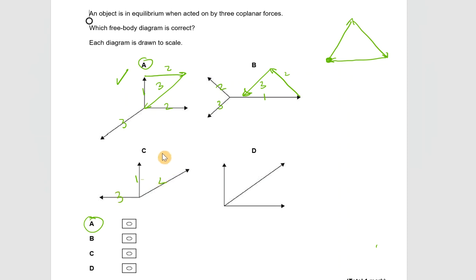1, 2 and 3 again. For example C, we'll add force 2 onto the end of force 1 and then force 3 on the end of force 2. That's definitely not going to work. Once again, forces 1, 2 and 3, we'll put force 2 on the end of force 1 and then force 3 on the end of force 2. Definitely not a triangle. Okay, so the answer was A.